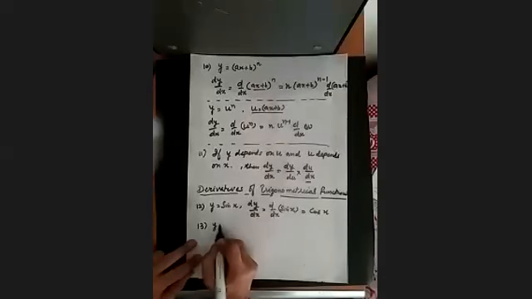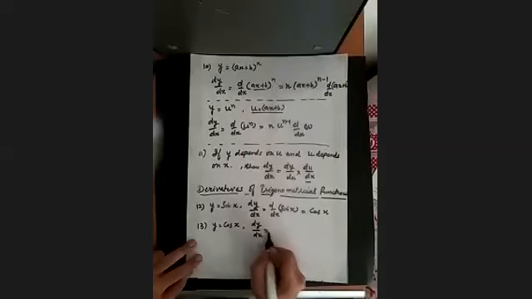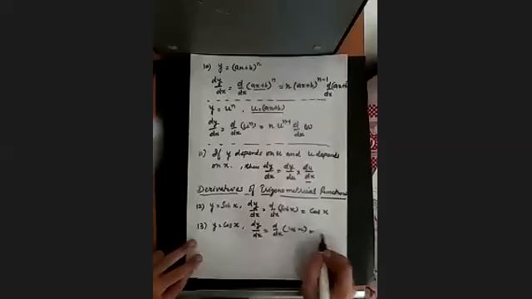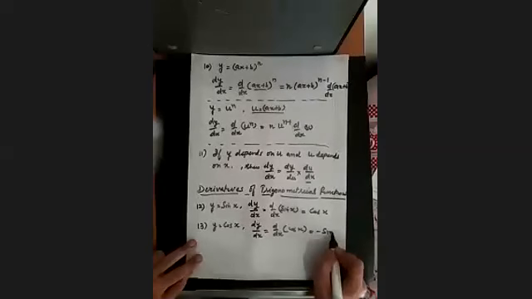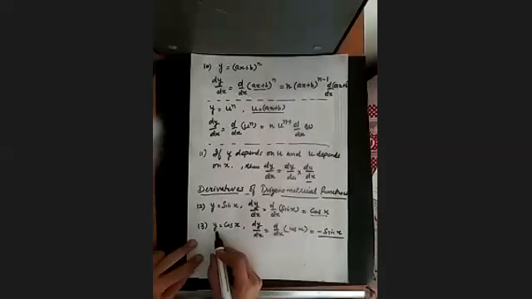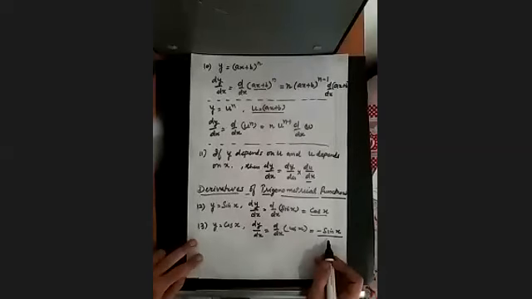Now it is given y is equal to cos x and you are finding dy by dx. So that is d/dx of cos x. It is simply minus sine x. So you have to remember this: differentiation of cos x is minus sine x.